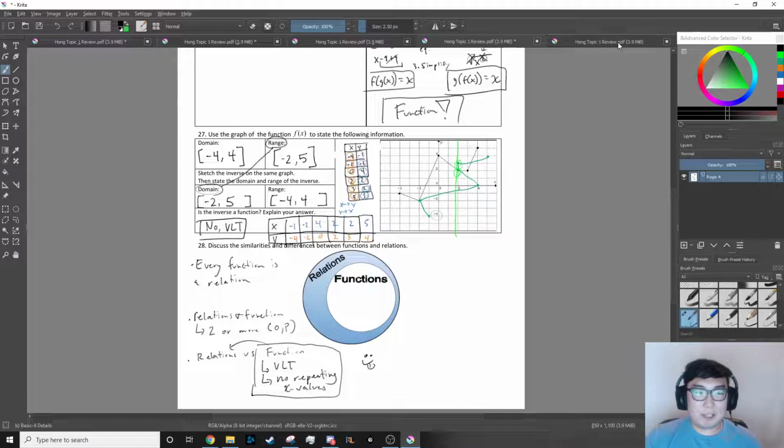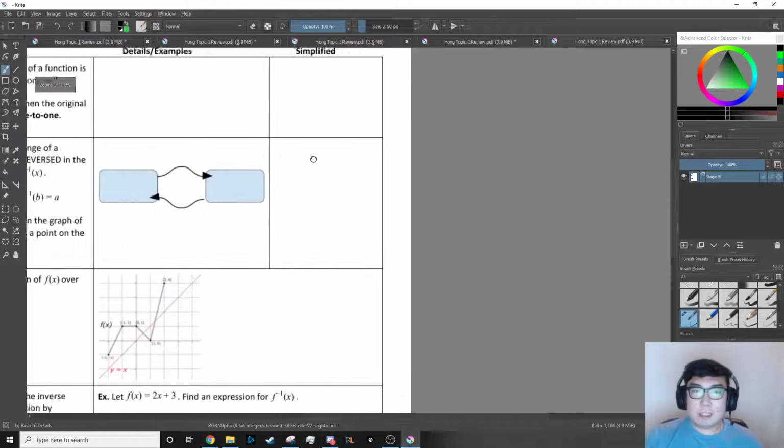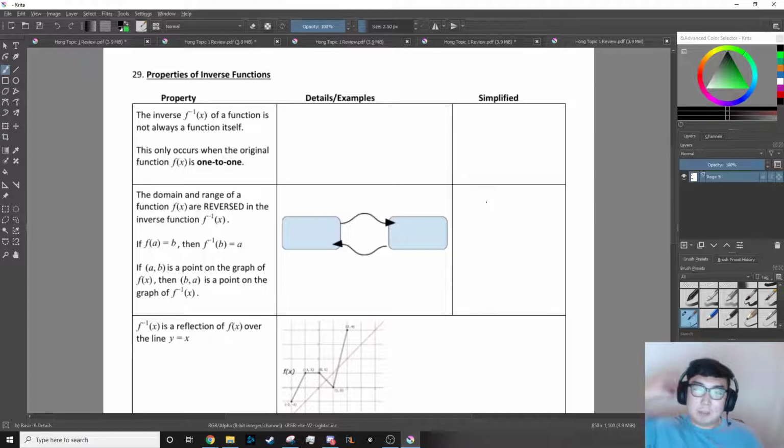And to our last page, we're going to be talking about the properties. And the properties of inverse functions, which are pretty much what we talked about in 1.3, or no, 1.4, sorry. But this was really shown in all of our unit, really. The property f^-1, which is the inverse of f(x) of the function, is not always a function itself. This only occurs when the original function f(x) is 1 to 1.